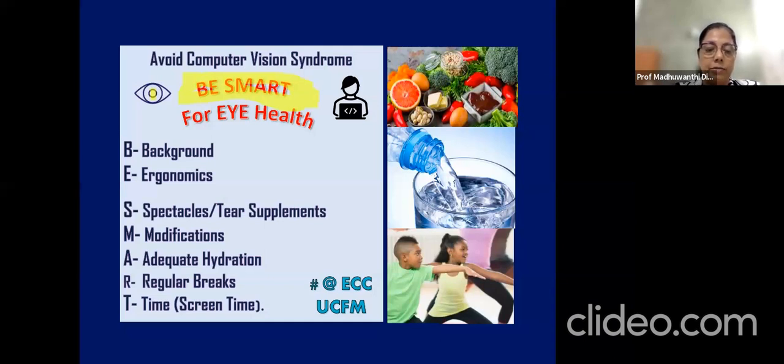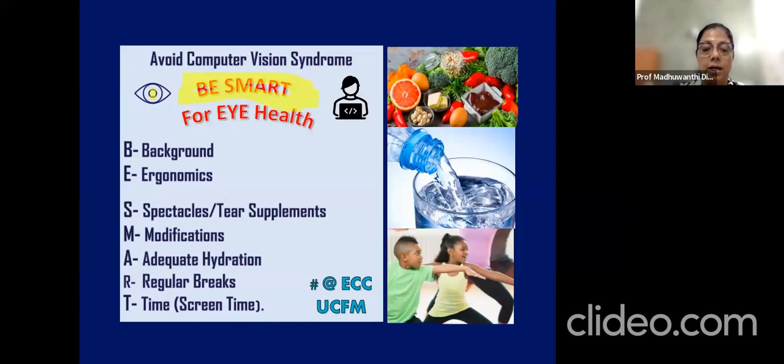Then S is for you to remember to wear the spectacles. If there is any vision impairment, you have to always wear the proper spectacles. And dry eye is another problem that is associated with computer vision syndrome. So if it is a problem, the doctor will prescribe a tear supplement. So use that if it is necessary. That is the S. Then modifications will include modifications of the screen, anti-glare screens, and also the modifications you can make in the font size and the background. So remember to do those things.